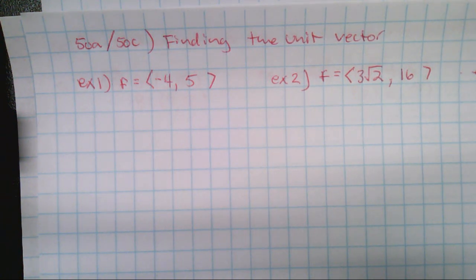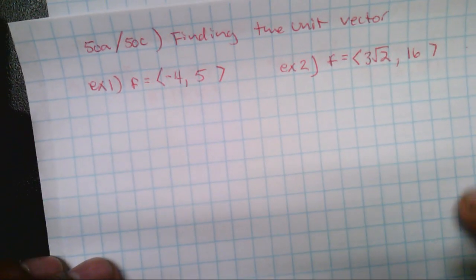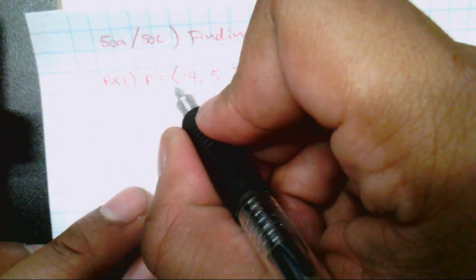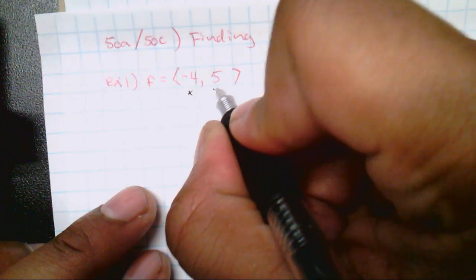Alright, so today we're going to be looking at how to find the unit vector given a vector. We have a couple of examples. We're going to be starting with example 1. We'll go ahead and get right into it. Now to find the unit vector, we're going to do one thing, and we're just going to grab our x and our y, and then we're going to find the magnitude of that.